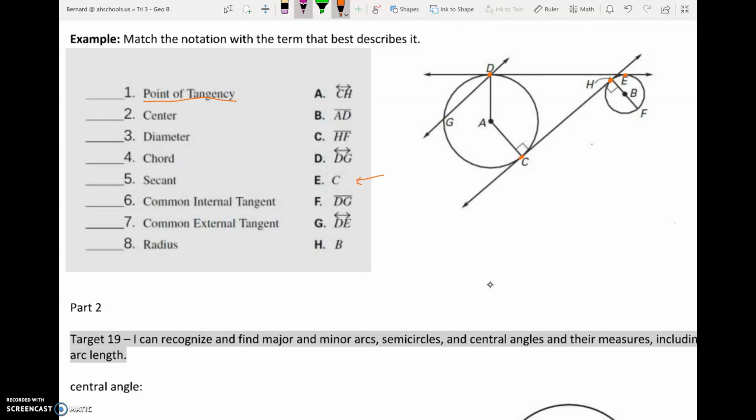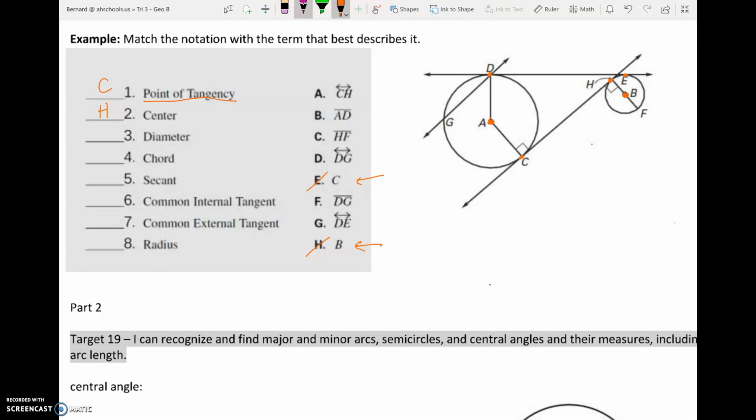Letter E, we see C. So we're going to put C here. That is our point of tangency. We'll cross that off. Now, center. Center just means center of the circle. So that's A or B. Which one do we have? There's B. So we'll put letter H by 2, and that's good.